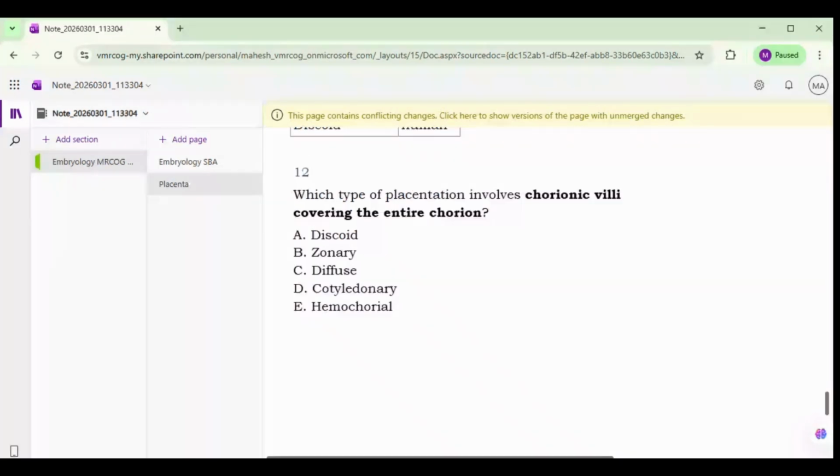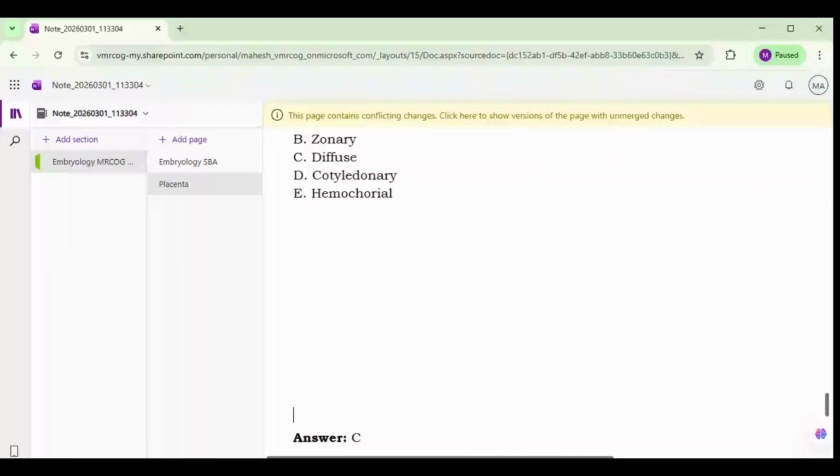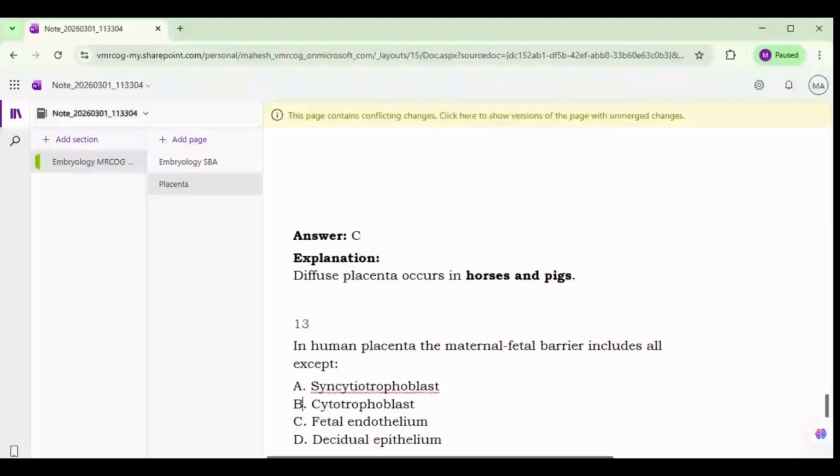Which type of placentation involves chorionic villi covering the entire chorion? Does it happen in the human being? Chorionic villi covering the entire chorion? No, it's not there. Option C, diffuse. Diffuse placenta occurs in horses and pigs. Next.